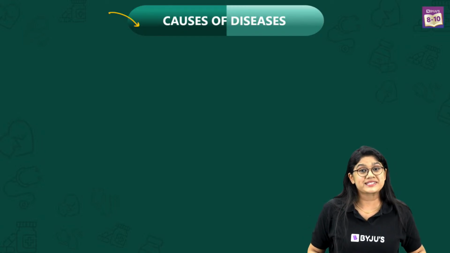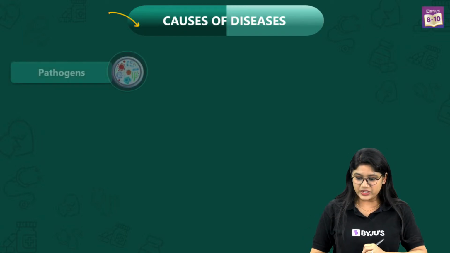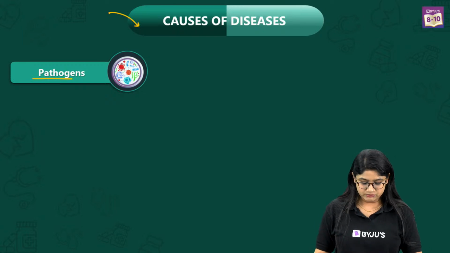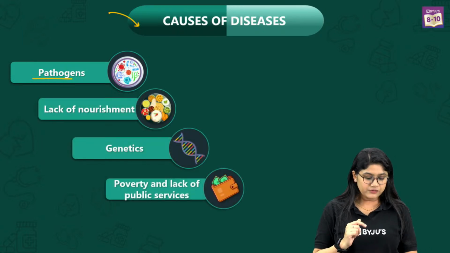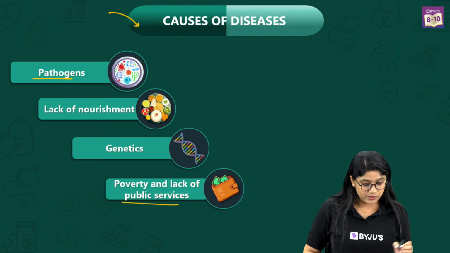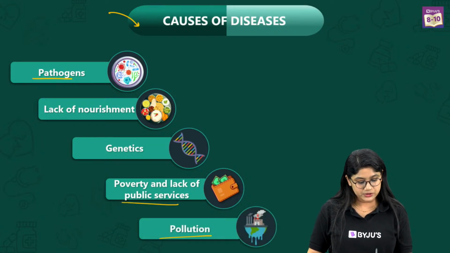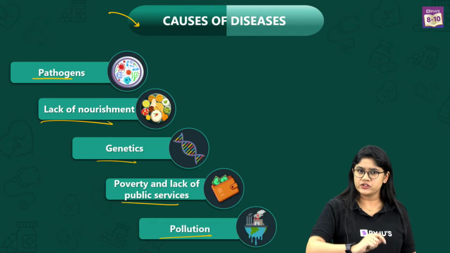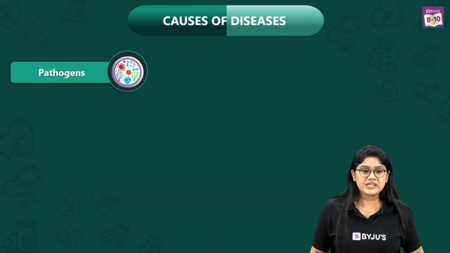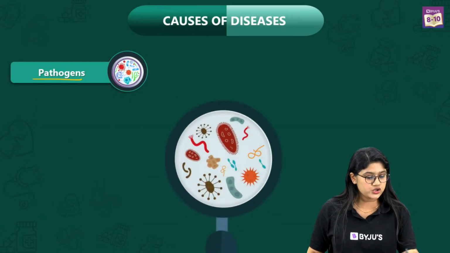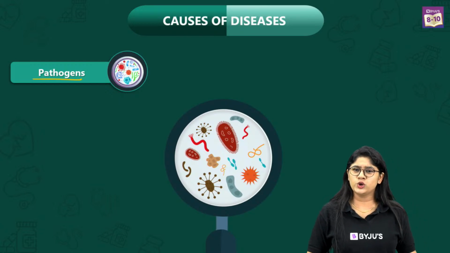Good. So now we'll be discussing the causes of the disease and over here we have, of course, pathogens. We have lack of nourishment, genetics. Then we have poverty and the lack of public services. And then we have pollution. So we have these 5 different causes. Let's talk about them in detail. Here we are starting with the first one. We have the pathogens. Now I'm sure you know what pathogens are.